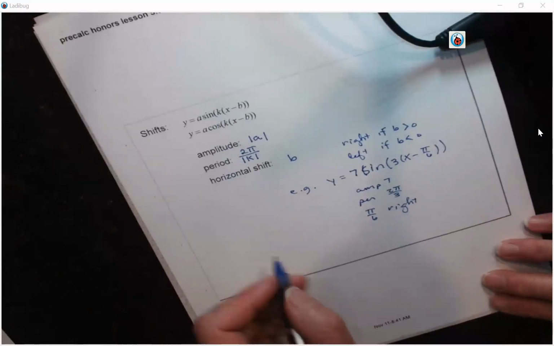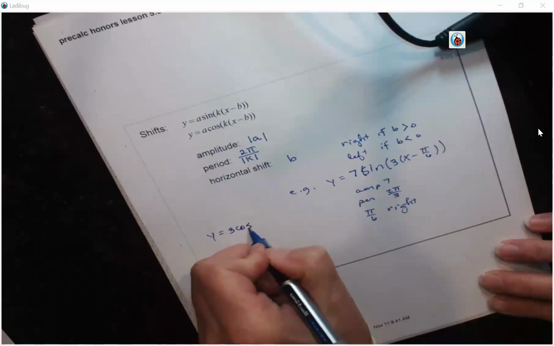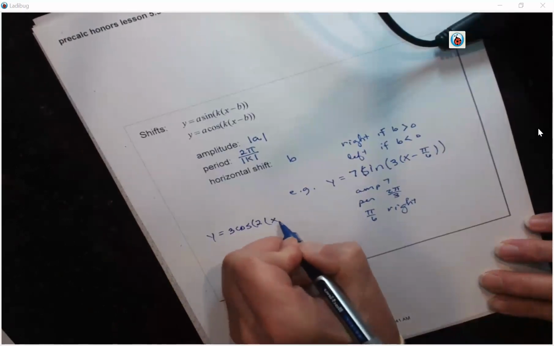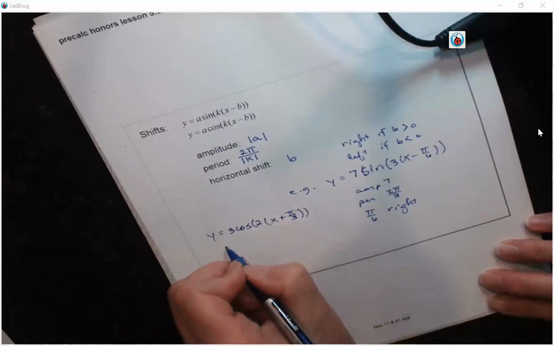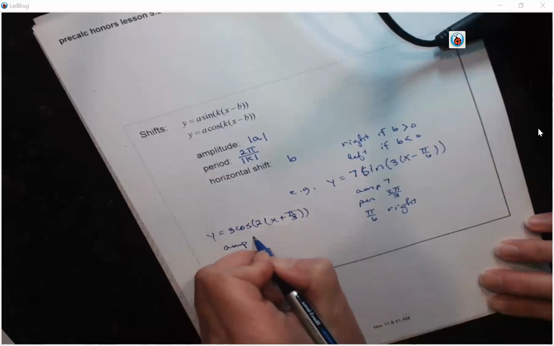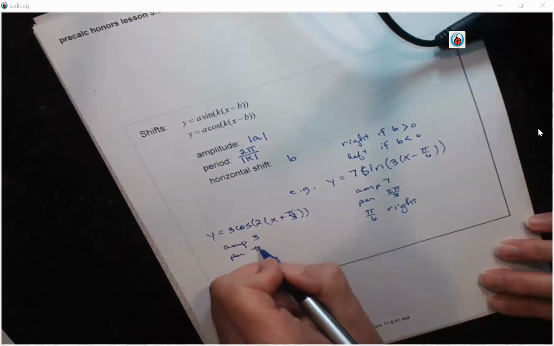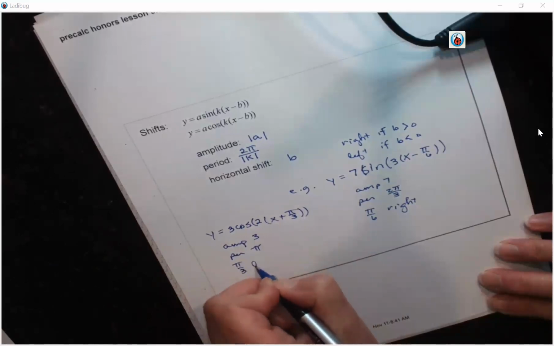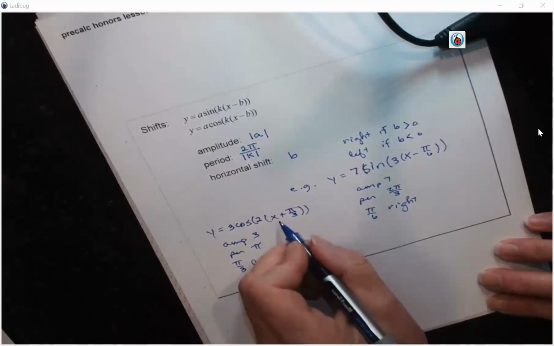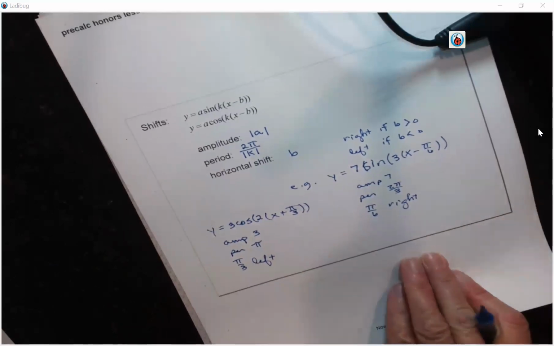If I had y equals 3 cosine of the quantity 2 times the quantity x plus pi over 3, this one has amplitude 3. It has period 2 pi over 2, which is just pi, and it's pi over 3 to the left, because that's like x minus negative pi over 3. So again, that's a shift of pi over 3 to the left.